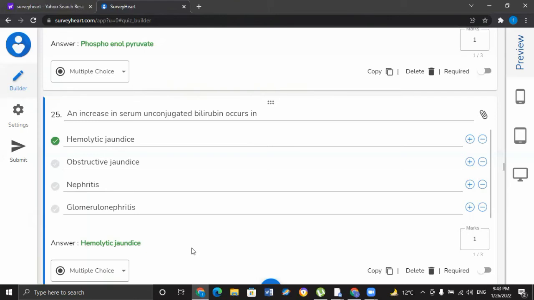So the increase in serum unconjugated bilirubin occurs in the condition known as hemolytic jaundice, which is option A for MCQ number 25, hemolytic jaundice.